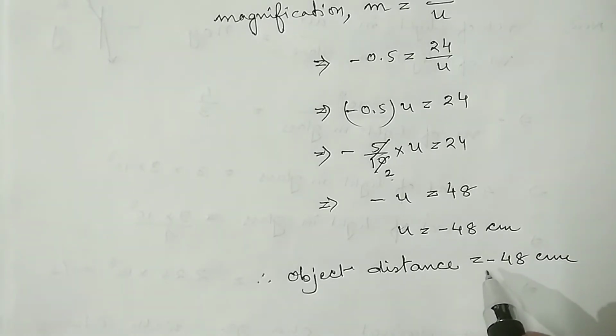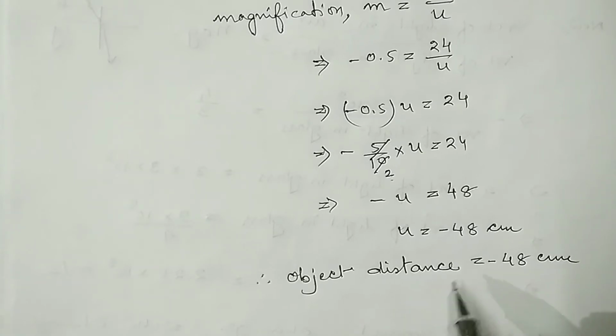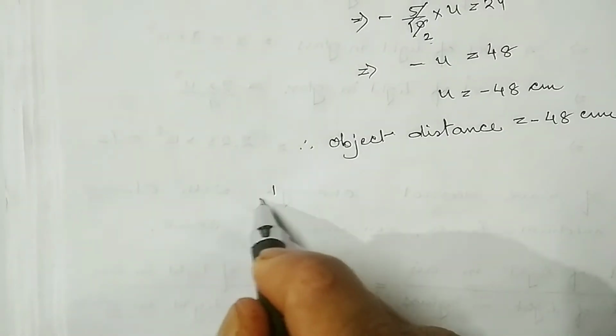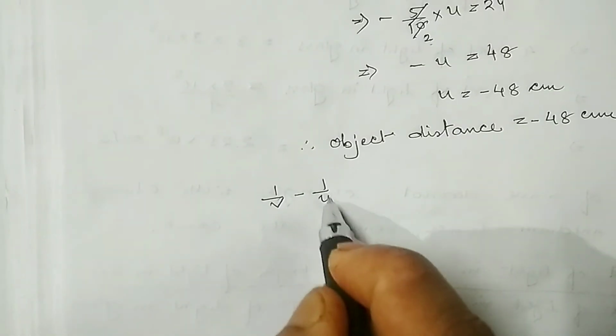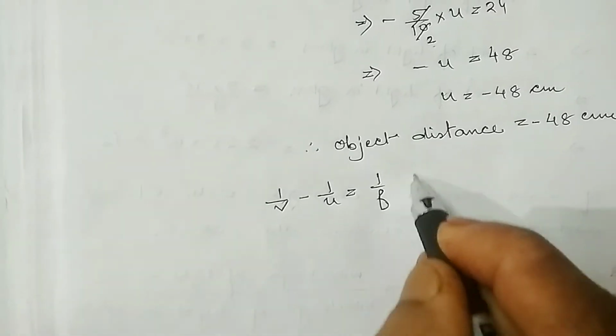Now since we know v and u, we can use the lens formula to find the focal length of the lens. Now using the lens formula we can write 1 by v minus 1 by u equals 1 by f. This is the lens formula.